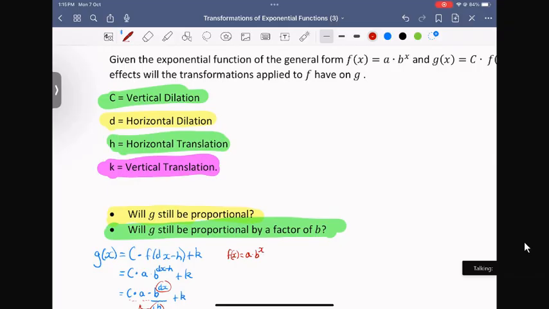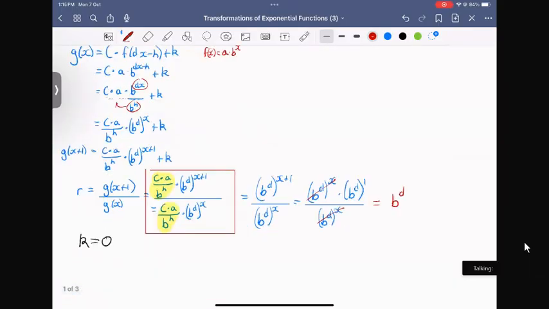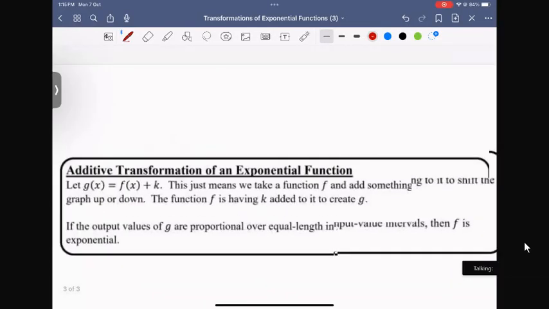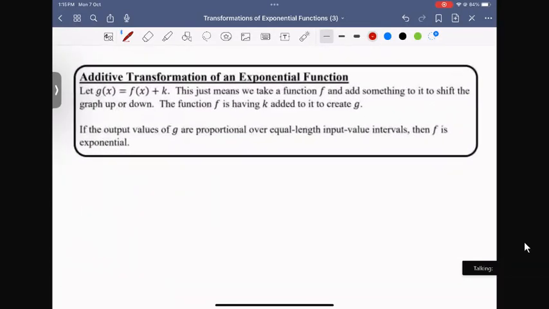So just moving that along a little bit, we have one more thing to look at today, and it's this, the additive transformation of exponential functions. So let g of x equal f of x plus k. That's what we've just been looking at. What happens when we have a k? This means we take a function f and we add something to it, we shift the graph up or down. The function f is having k added to it to create g.